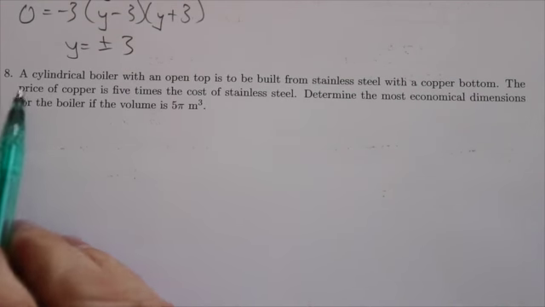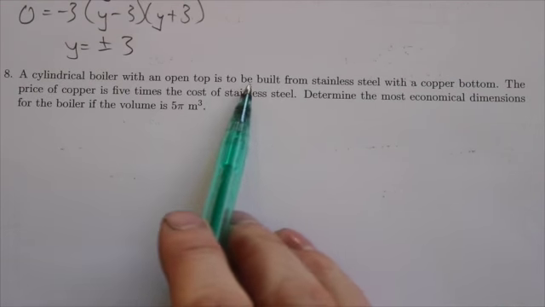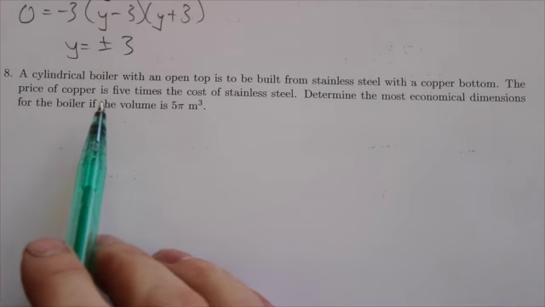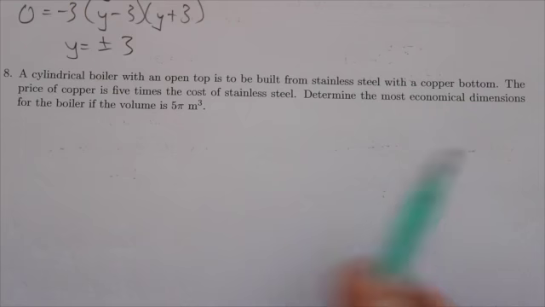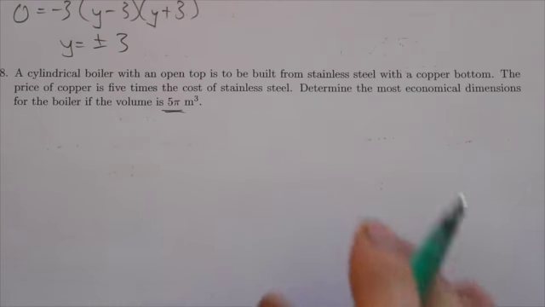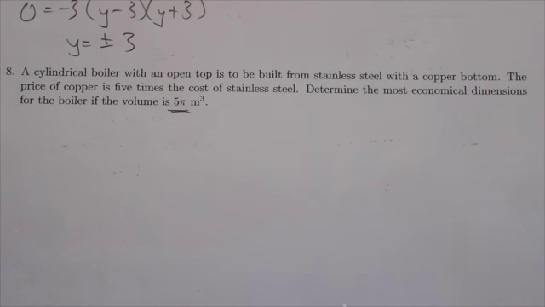All right, question 8. A cylindrical boiler with an open top is to be built from stainless steel with a copper bottom. The price of copper is 5 times the cost of stainless steel. Determine the most economical dimensions of the boiler, if the volume is 5 pi meters cubed. Okay, that's an important little bit of information there.